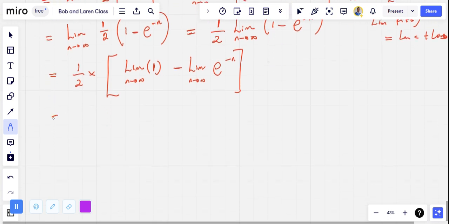So the next thing for us to do from here is, when you take the limit of a constant, take note, the result is that constant. That's all, whether it tends to infinity or not. The limit of a constant is that constant, 1.